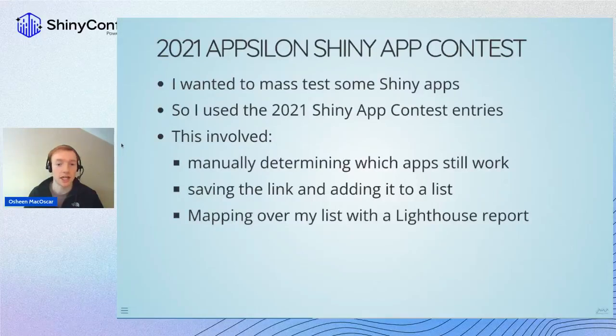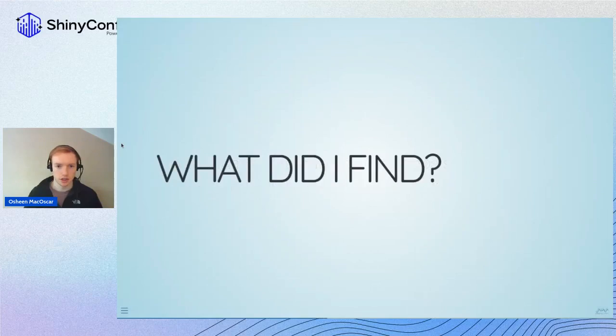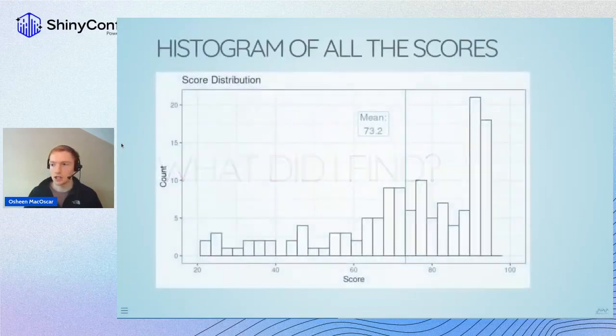And this was quite mundane. And then saving the link if they worked, add it to a list, and then I mapped over the list and ran a Google Lighthouse report for each app. I tested about 130 apps in total, and I only really had time to run one report on each app. If I try to do more, I think it would have taken too long. So what did I find? So now I've got a few little plots from the data that I obtained.